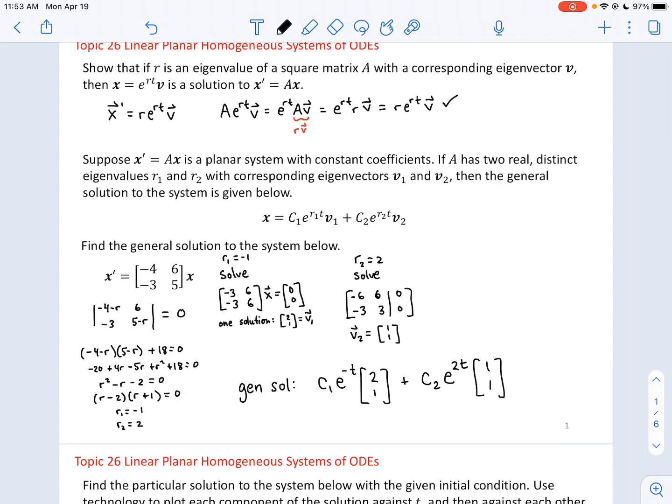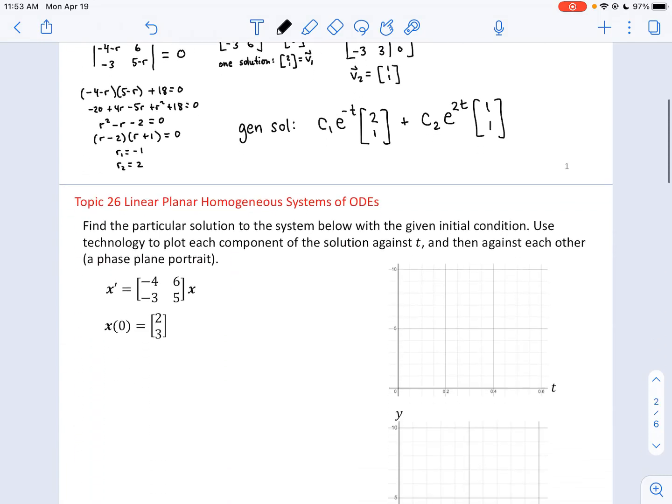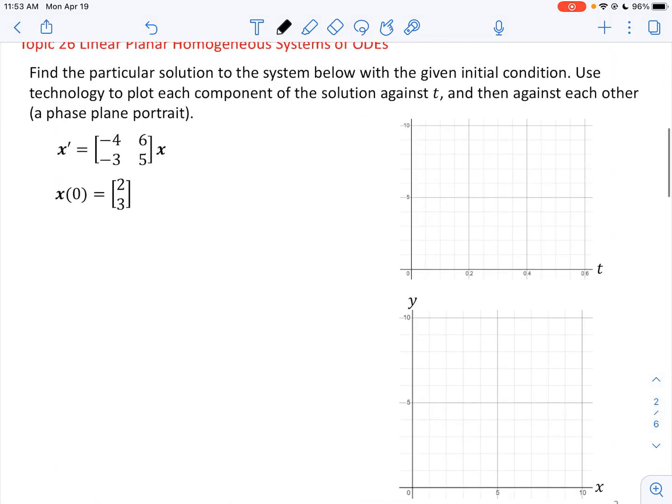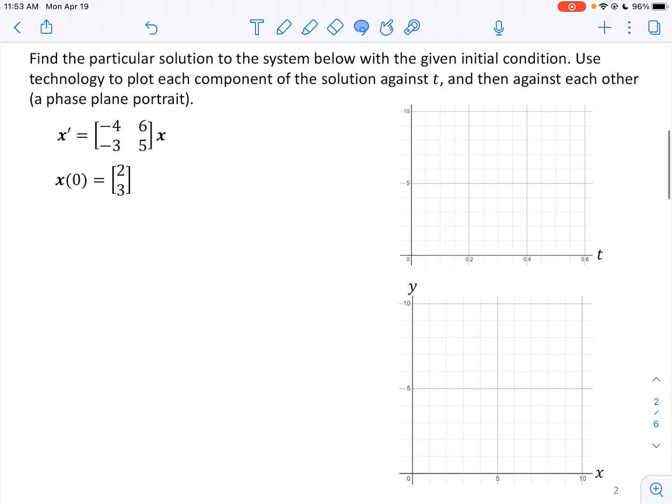Okay, the next slide we're going to do a particular solution. So we're going to give some initial conditions, and we're going to find what C1 and C2 are. Okay, so this is the same system, but now we have an initial condition. Let's read these instructions right here. Find the particular solution to the system below with the given initial condition. Use technology to plot each component of the solution against t and then against each other. In other words, make a phase plane portrait.